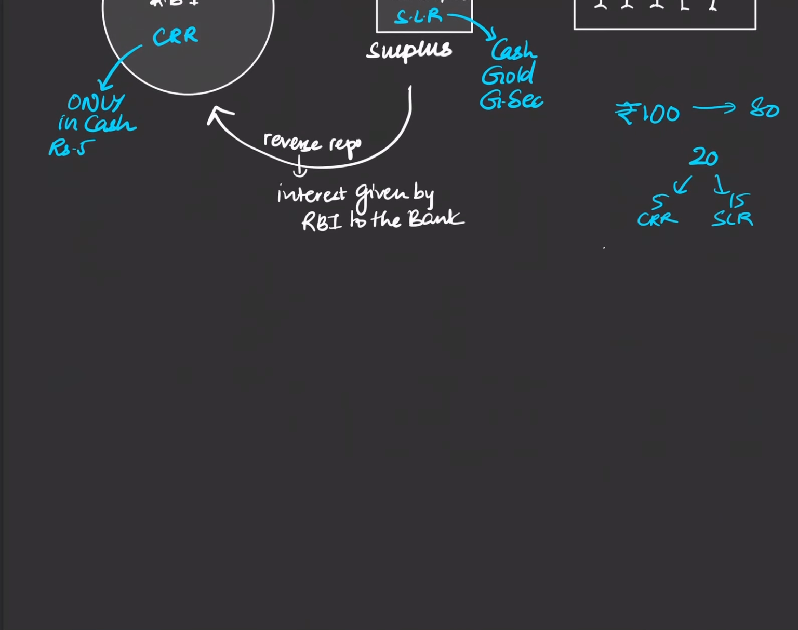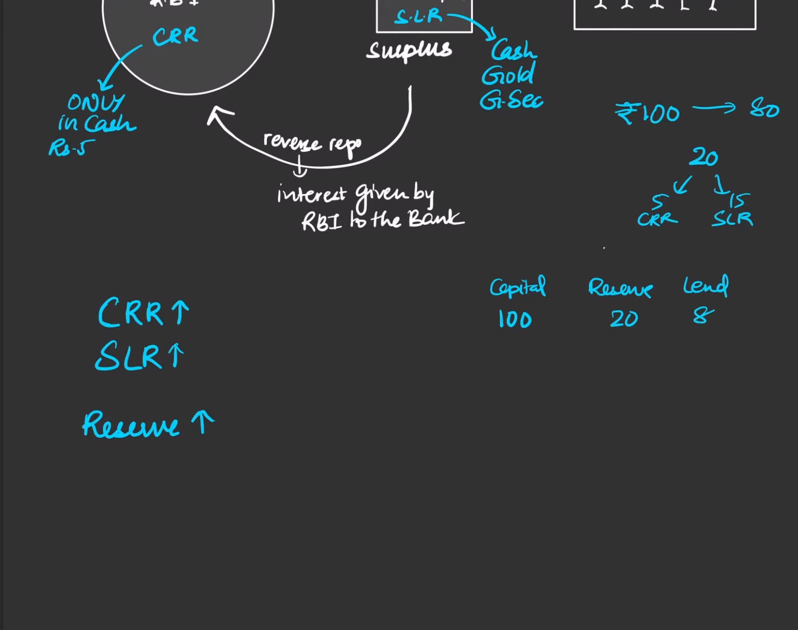Now let us understand how increasing or decreasing the statutory liquidity ratio or cash reserve ratio will affect the money supply in our economy. Let's say you increase the cash reserve ratio. That means more money has to be set aside, and this applies to both SLR and CRR. Put simply, when the reserve increases, the bank has to put aside a lot more money and it can lend only some of it. Let's look at an example. Initially, the total capital that the bank has is 100 and the reserve is 20. It can lend 80 rupees.